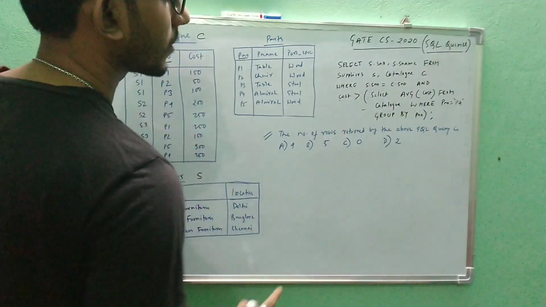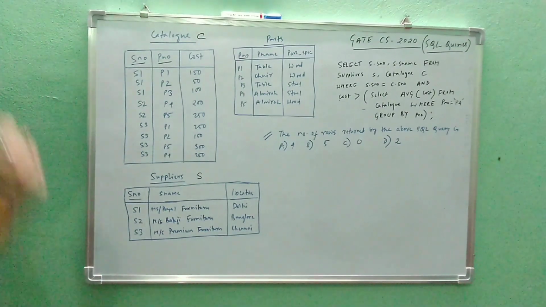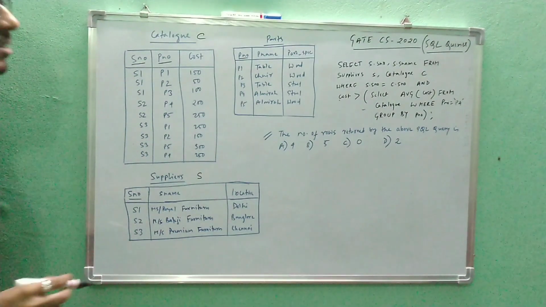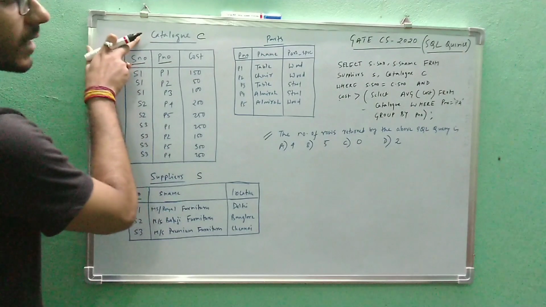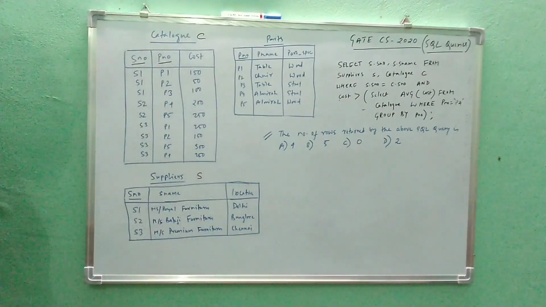Select average cost from catalog where P number is equal to P4 group by P number. So we have to concentrate only on the catalog table. Also, let me explain one other thing.